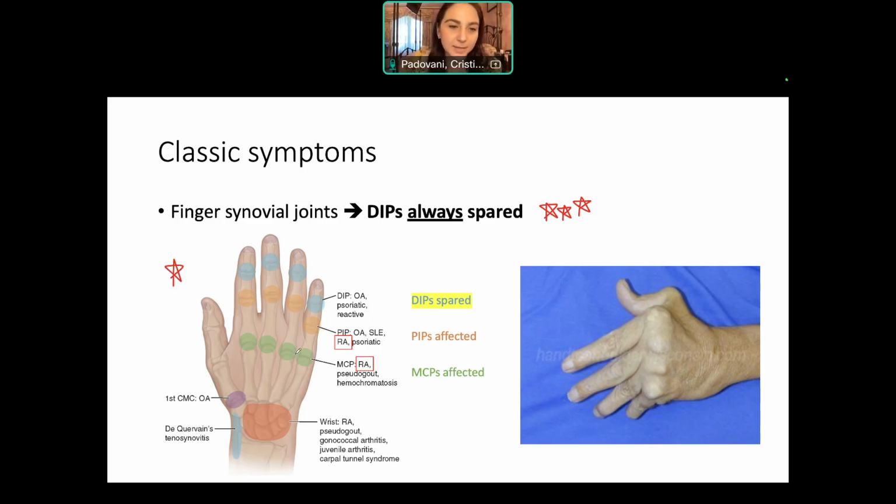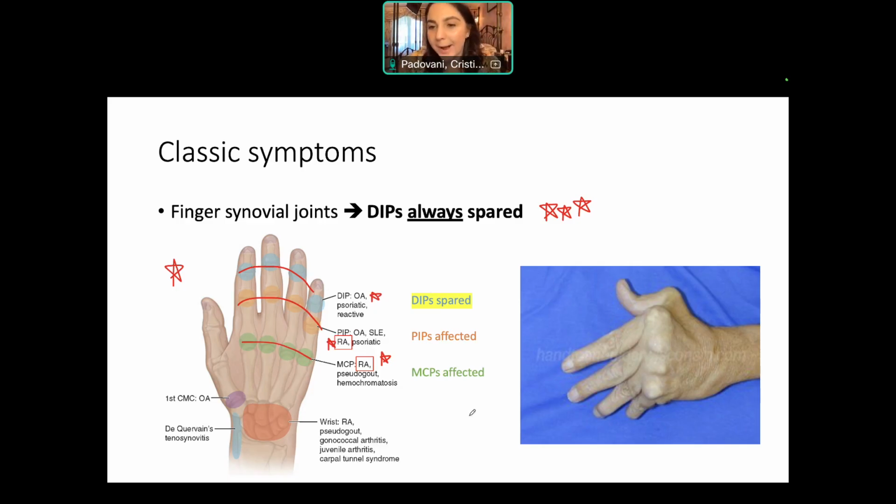So we have the MCPs, which are basically your knuckles. Then you have your PIPs, which are your proximal joints, and then your DIPs, which are your distal joints, right? Remember, proximal is going to be closer to the trunk of the body, and distal is going to be further from the trunk of the body. Something that's interesting here is that rheumatoid always spares the DIPs, always, always, always. So you can see here's your RA for the MCPs, here's your RA for the PIPs, but there's no RA for the DIPs. And again, this will be really helpful when you're learning all of these other types of arthropathies as you move through your studying.